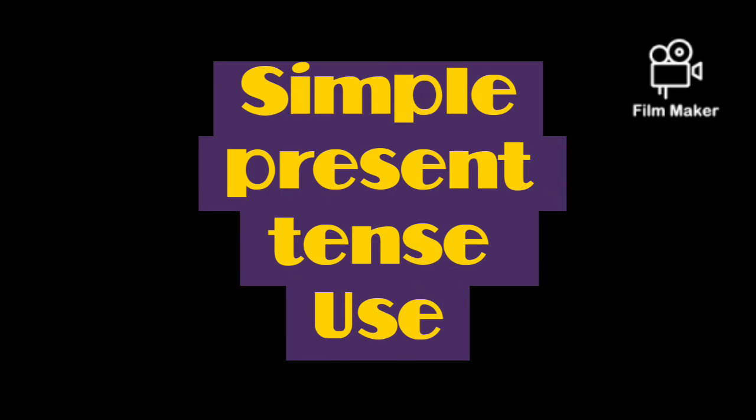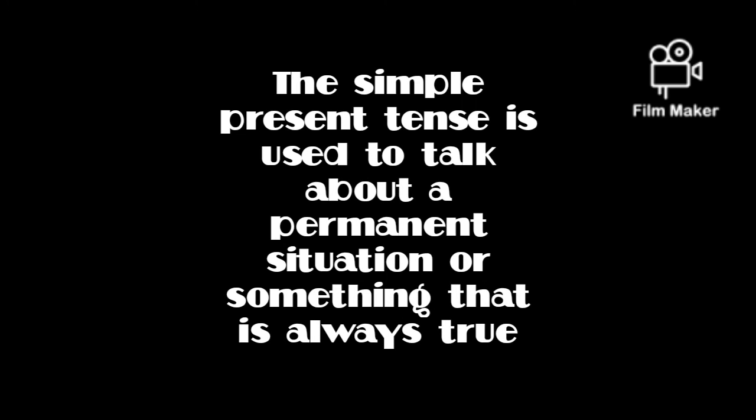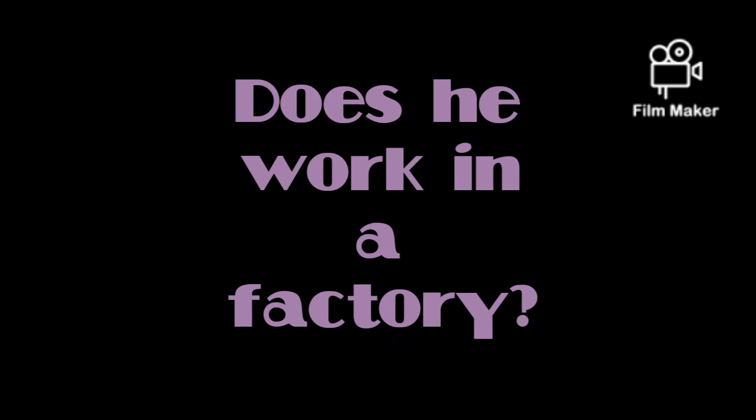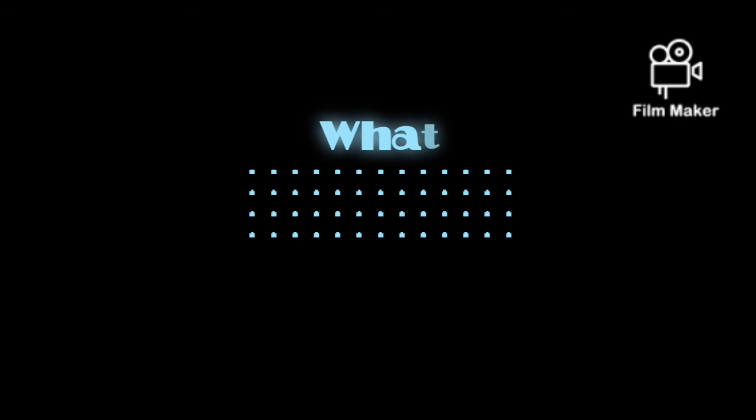Simple present tense use. The simple present tense is used to talk about a permanent situation or something that is always true. He lives in Spain. It's a permanent situation. Does he work in a factory? Insects have 6 legs. It's the truth, okay? To talk about this kind of thing, you need the simple present tense.